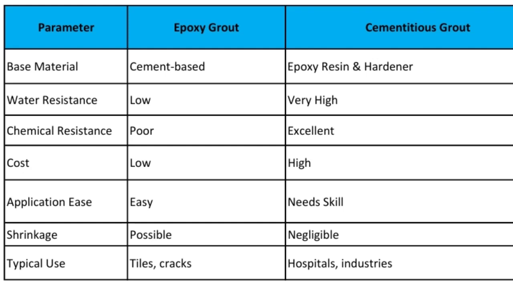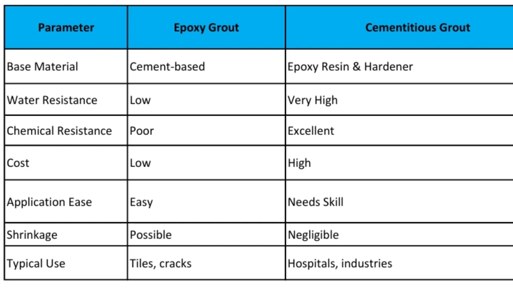Now the chemical resistance: cementitious grout has poor chemical resistance, but epoxy grout has excellent chemical resistance. So where chemicals are in use on the floor or in other areas, go for epoxy grout. Now cost: cementitious grout cost is low and epoxy grout is high, but it has more advantages, and it makes your structure more durable than cementitious grout.